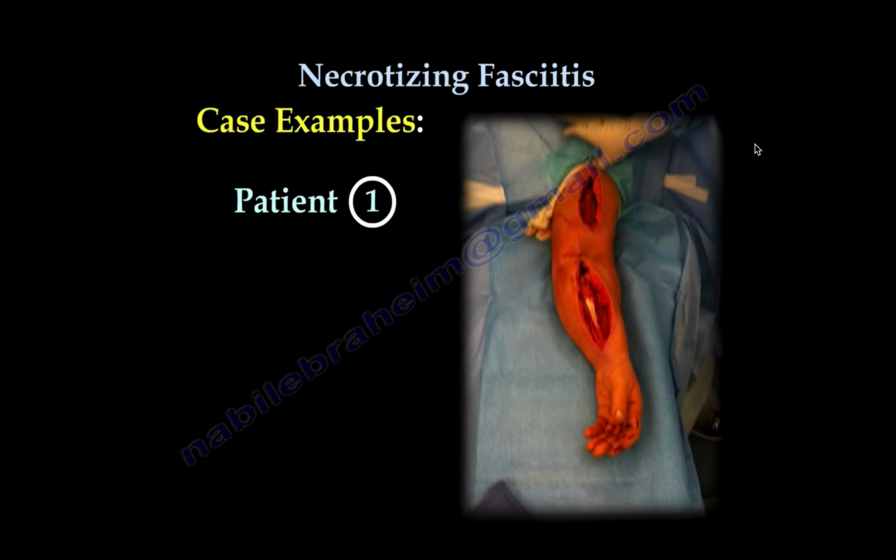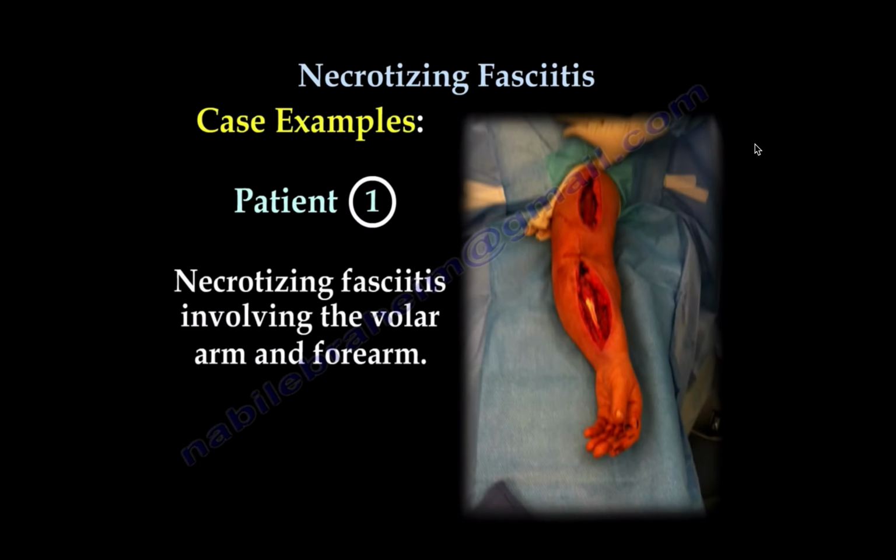Case examples: patient number 1. Here is a necrotizing fasciitis involving the volar aspect of the arm and forearm. You can see the hand is also involved, as is the dorsal aspect of the elbow. You can see the function after debridement and skin grafts.